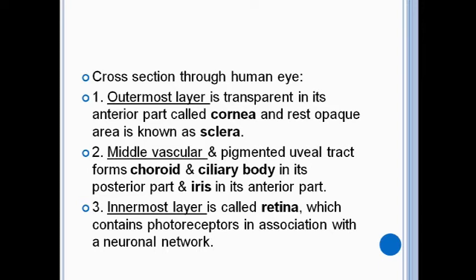Now coming to the next layer, that is your middle vascular layer. It is also the pigmented layer, otherwise termed as your uveal tract. And it comprises three structures. One is the choroid, next is your ciliary body, and the last one is your iris. Choroid, ciliary body, iris.